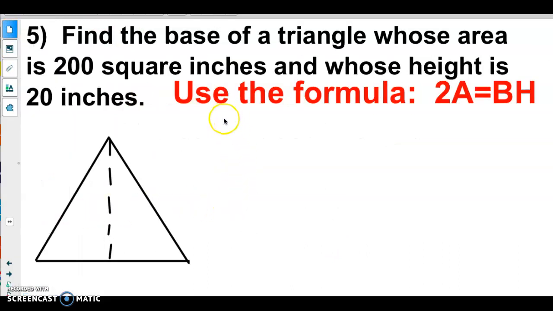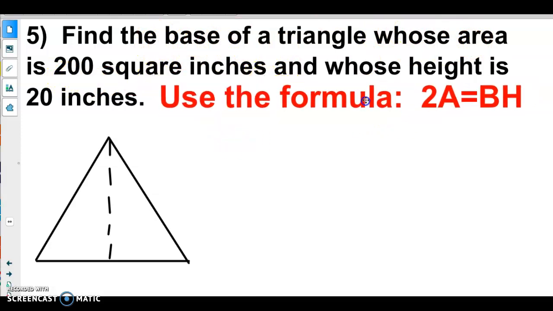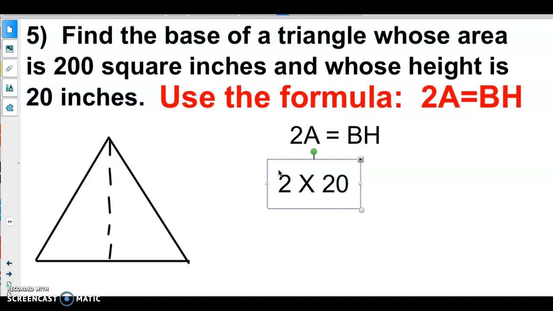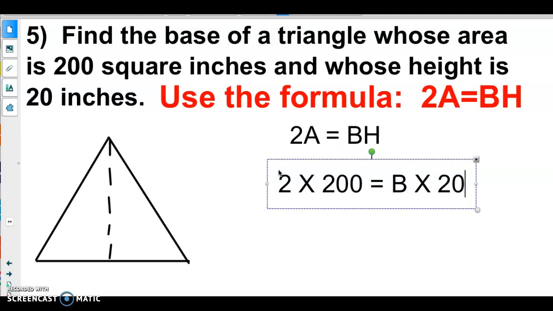Here's another one just like the one we just did. Again, you're given the area. It says find the base of a triangle whose area is 200 square inches and whose height is 20. So we're going to use this formula. 2 times the area equals the base times the height. 2a means 2 times the area. So the area, it says, was 200. The base, we don't know. And the height is 20.